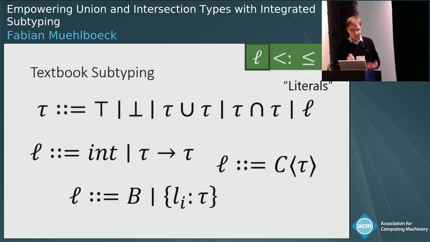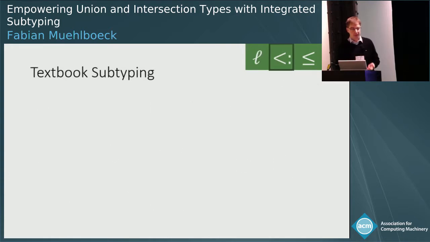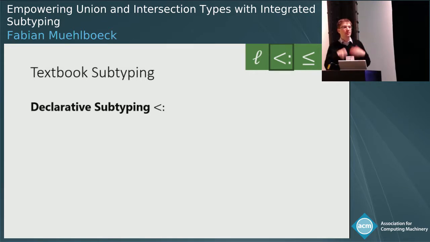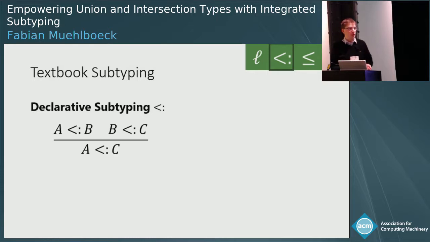Once you have those types, you want to define subtyping. And in the first step, you define something we call declarative subtyping, where you just specify the properties that subtyping is supposed to have. And one important one is that subtyping should be transitive. So there's an explicit rule for that.